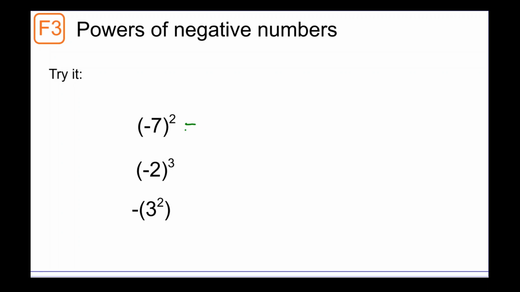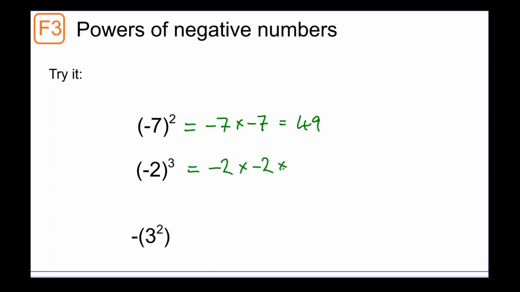First we have negative 7 in the brackets, and that's squared. So that's negative 7 times negative 7, which is positive 49. In the second example, let's just make some room. We have negative 2 in the brackets, and that's cubed. So that's negative 2 times negative 2 times negative 2. Working from left to right, I get negative 2 times negative 2 is positive 4. And 4 times negative 2 is negative 8.